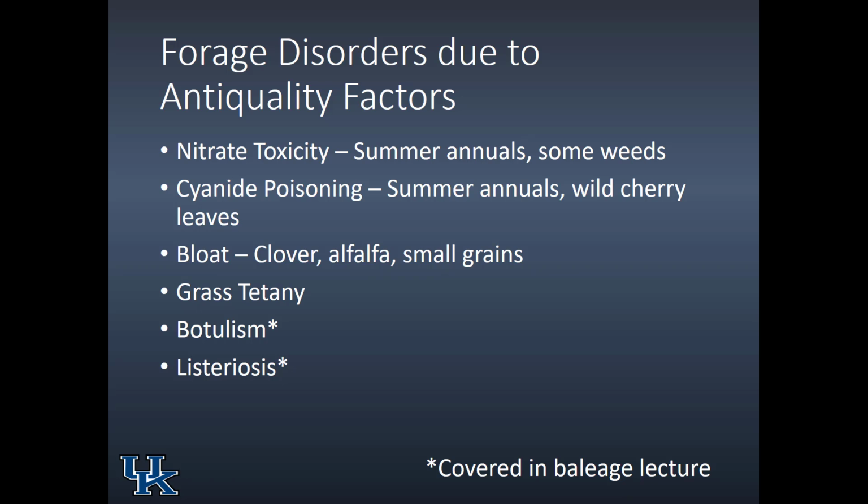There are several forage disorders that are due to anti-quality factors, and we're going to list a few here. The ones we will take up today are the top four: nitrate toxicity, cyanide poisoning, bloat, and grass tetany. In a later lecture, we will look at botulism and listeriosis.